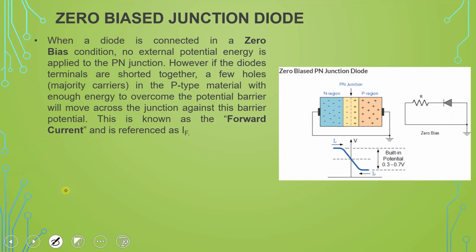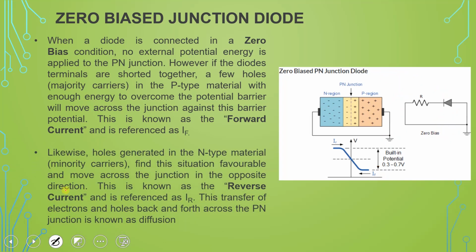Likewise, in the P type, holes are the majority charge carriers, they start moving towards this, and the electrons are the majority charge carriers, they start moving towards this. In the P type, majority charge carriers are holes and minority charge carriers are electrons. Similarly here the majority charge carriers are electrons and minority charge carriers are holes. Likewise, holes generated in the N type material find this situation favorable to move across the junction in the opposite direction, and this is known as reverse current, and it is referred to as IR.